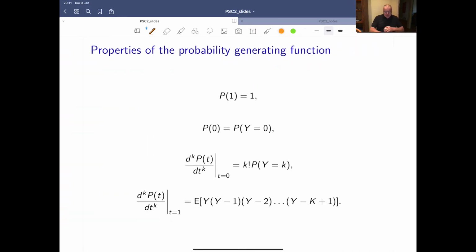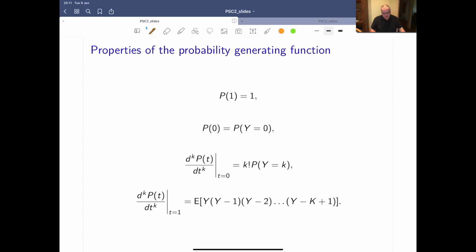So what sort of properties do we have? Well, first of all, if you put the value t equals 1, you'll get 1. If you put t equals 0, you get the probability y equals 0. And if you differentiate your probability generating function k times, and then put t equal to 0, you get k factorial times the probability y equals k. So as you can see, it's a way of getting probabilities, hence its name, a probability generating function. And if you differentiate k times and put t equals 1, you get the expected value of y(y minus 1)(y minus 2), etc. The expected value of y(y minus 1) we've seen a lot before. We've used it quite a few times to get variances, so that's going to be useful.